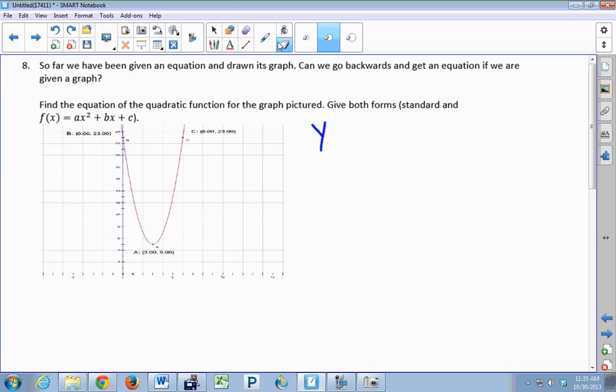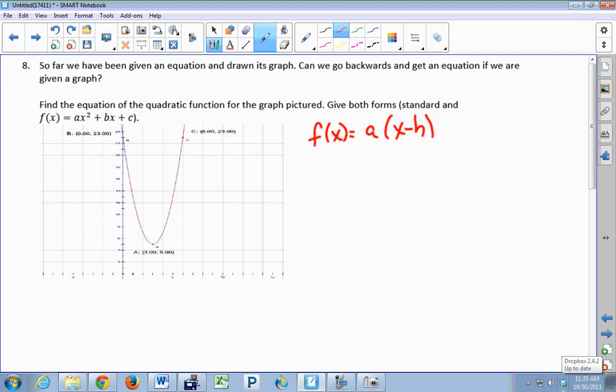Let's do the vertex or the standard form first. So we have f of x equals a times x minus h squared plus k. Just like you know how to find the slope if you have 2 points, change in y over change in x, can you look at this picture and tell me what h and k is from looking at the graph of the vertex? Well, I'm asking you, can you tell me what h and k is? What's h, Logan? And what's k? Right. So look, we're almost done.